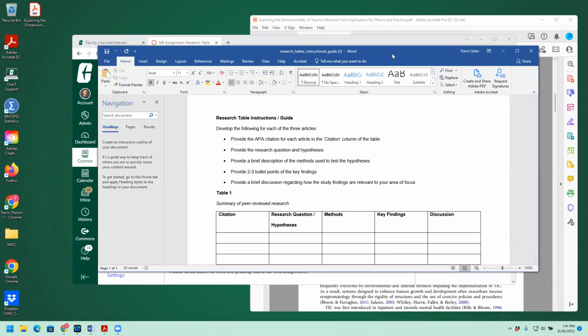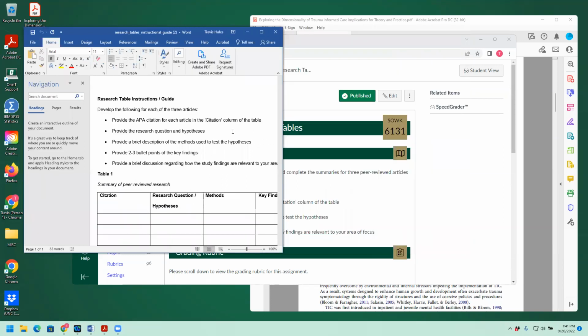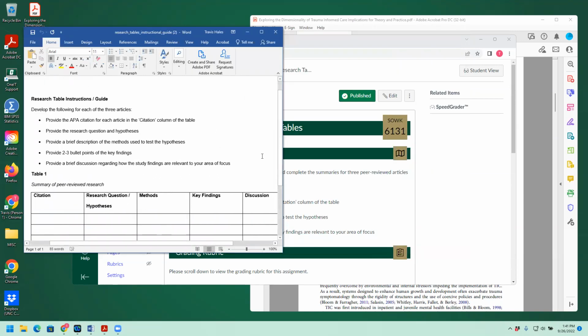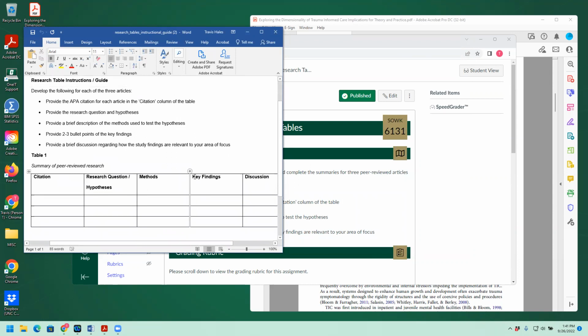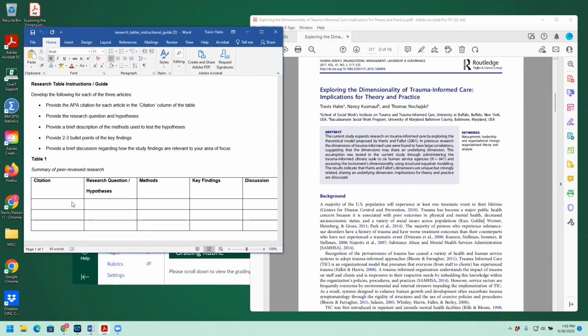So I have identified an article that I'll be using for this. It is one of my own articles, so this should be relatively easy for me to do. It is titled Exploring the Dimensionality of Trauma-Informed Care, Implications for Theory and Practice.